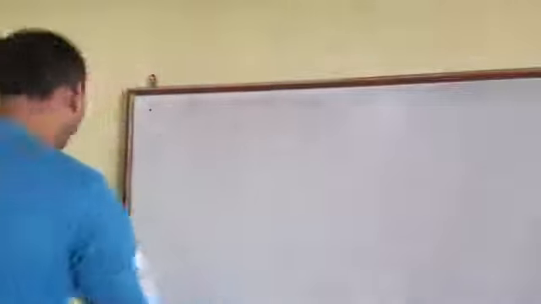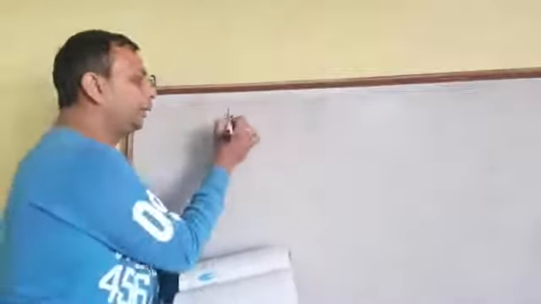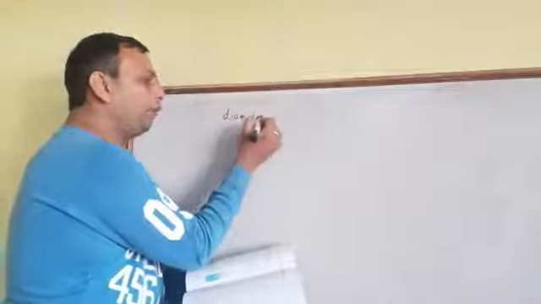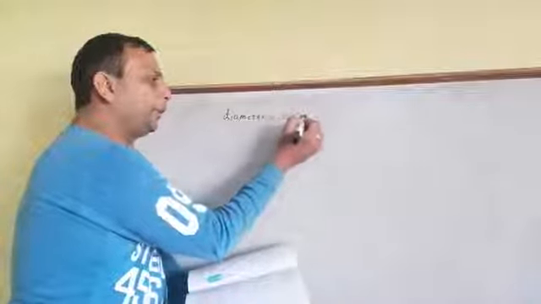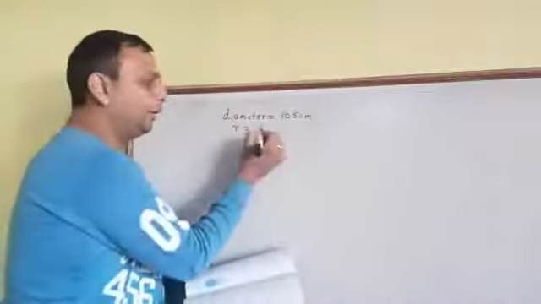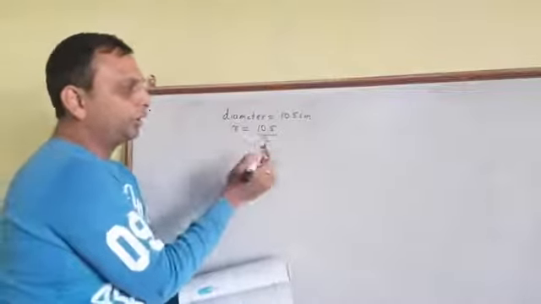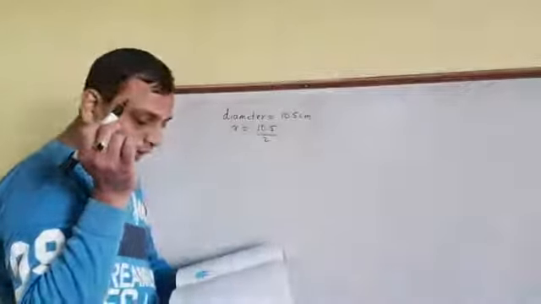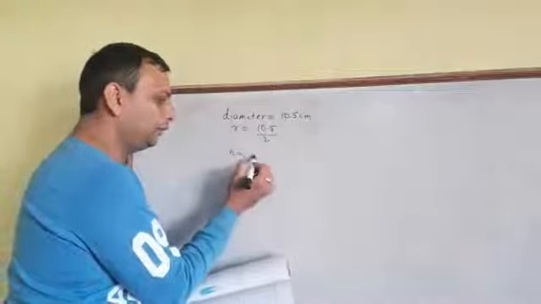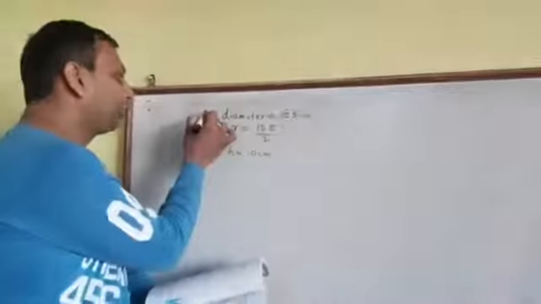Now the first question says the diameter of the base of the cone is given. The base is a circle, since a cone has only one circle. The diameter is 10.5 centimeter. With the help of the diameter we can find the radius. The radius will be half of the diameter. 10.5 divided by 2, so either you can write it in fraction form or as 5.25. Then the height is 10 centimeter, and it is written in the question to find the curved surface area. This is the first question.